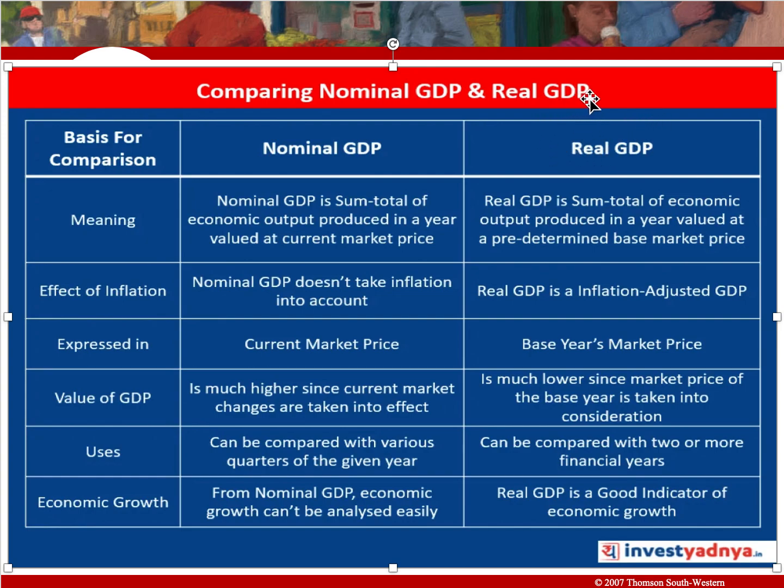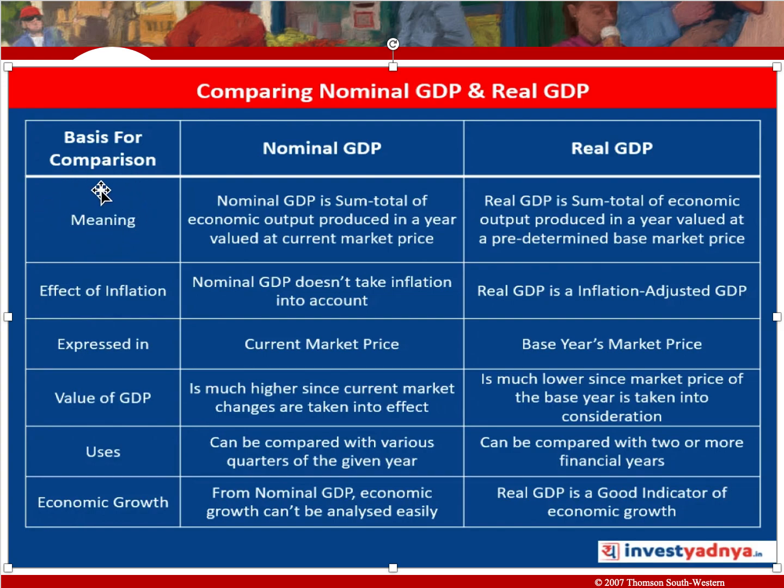Real GDP is different from nominal GDP because you have to compare the actual value of the GDP by comparing it to the value of the base year. Yeah? So nominal is the current. When you compare the current GDP with the base year GDP, you get the real GDP.